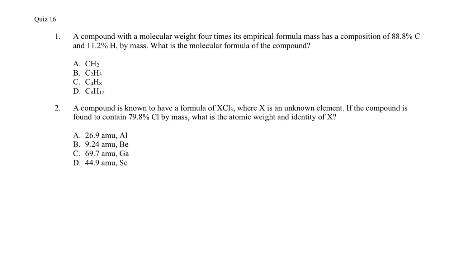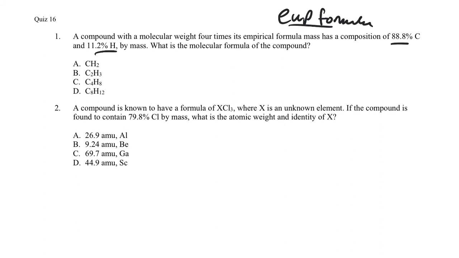Okay, so let's look at some review problems. The first one here: a compound has a molecular weight 4 times its empirical formula mass. It has a composition of 88.8% carbon, 11.2% hydrogen by mass. What's the molecular formula of this compound? Well, remember the percent mass gets us the empirical formula. So from this data here, we can get the empirical formula, the simplest ratio.